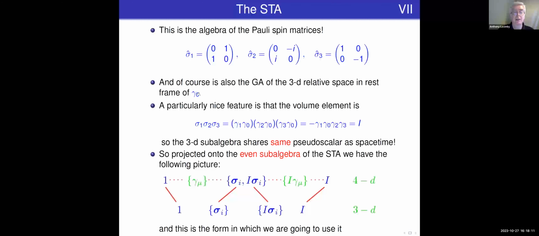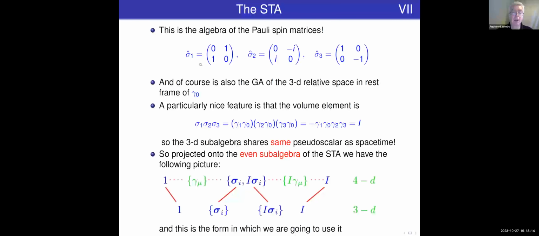I've just written out the sigma matrices. I put hats on them to make it clear that these are matrices. And of course, this is also the geometric algebra, coming back to the GA version of the 3D relative space in the rest frame of gamma_0. And a particularly nice feature is that this 3D relative space, picked out as being orthogonal to gamma_0, has the same volume element as the full space. You can work out that sigma_1 sigma_2 sigma_3 is equal to the same I that we had in space-time. You might like to look through how that works.